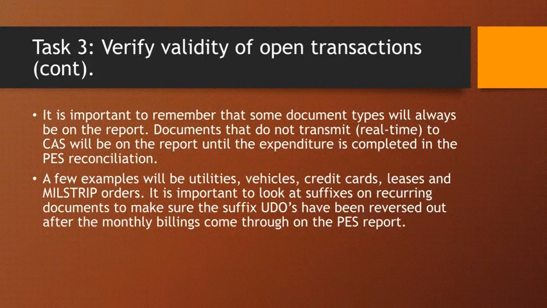It is important to remember that some document types will always be on the report. Documents that do not transmit real-time to CAS will be on the report until the expenditure is completed in the PES reconciliation. A few examples would be utilities, vehicles, credit cards, leases, and meal strip orders. It is important to look at suffixes on recurring documents to make sure the suffix UDOs have been reversed out after the monthly billings come through on the PES report.